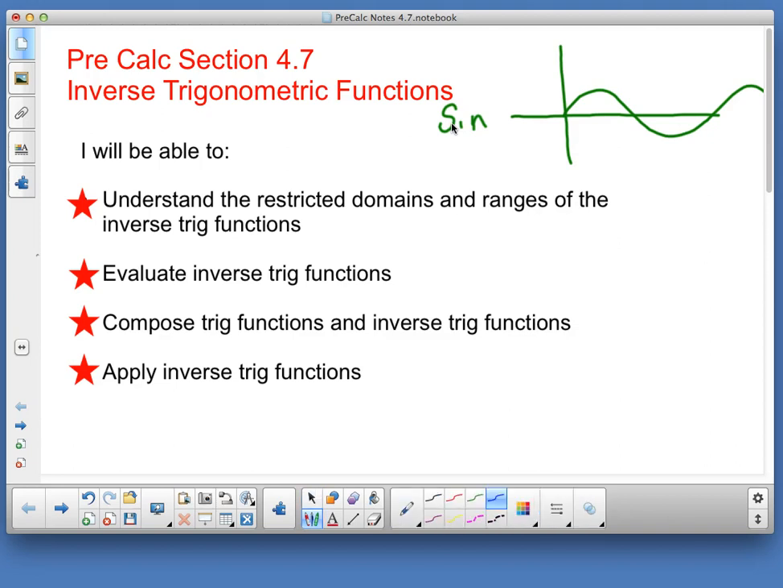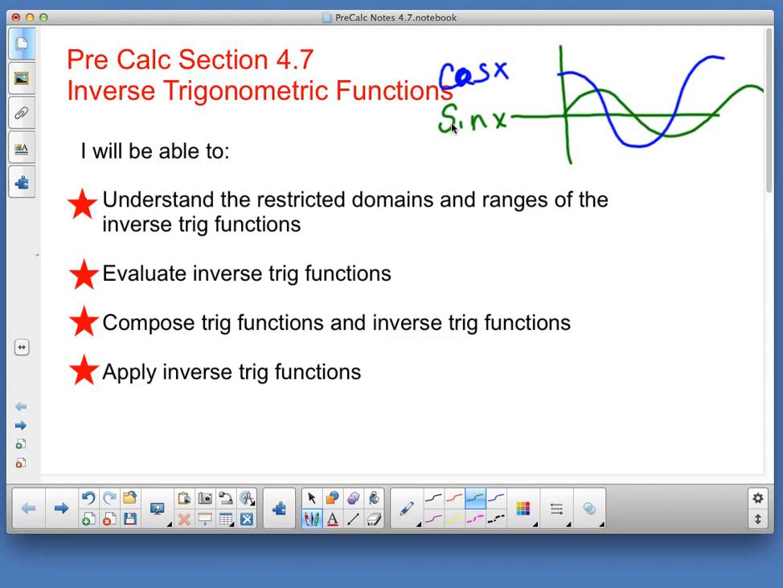If I talk about cosine, its inverse is not a function. Okay? Are you okay with that? The inverse of cosine is not a function. The inverse of sine is not a function. Think about tangent. Would its inverse be a function?